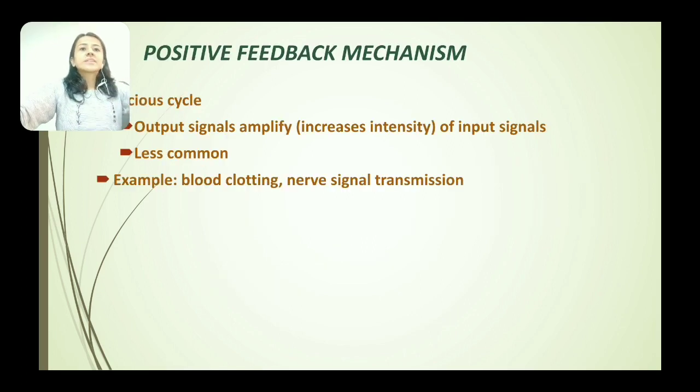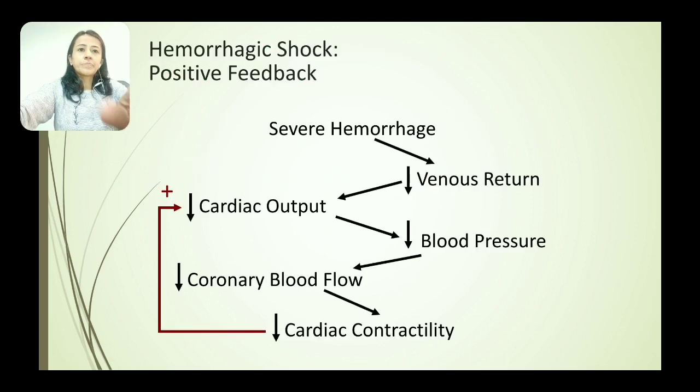Next feedback mechanism is the positive feedback mechanism, which is also known as vicious cycle. Here, output signals amplify or increase the intensity of the input signal. Negative feedback mechanisms are more common. Positive feedback mechanisms are less common. Examples are blood clotting, nerve signal transmission and delivery of baby, as well as hemorrhagic shock, which is also a result of positive feedback.